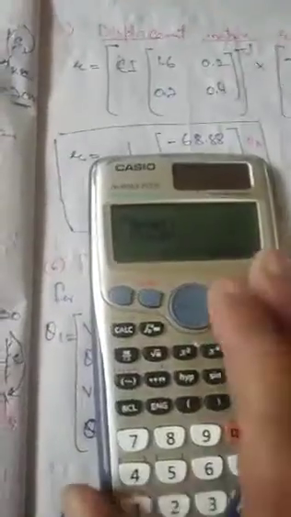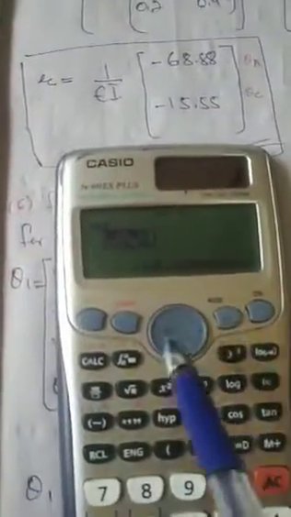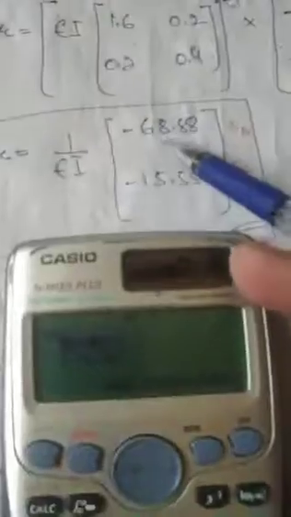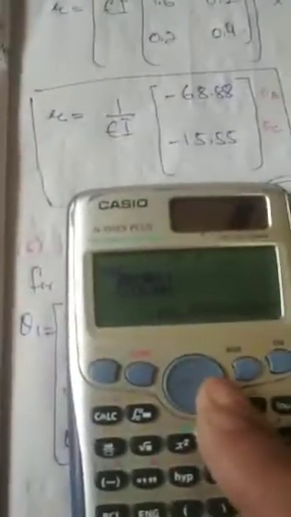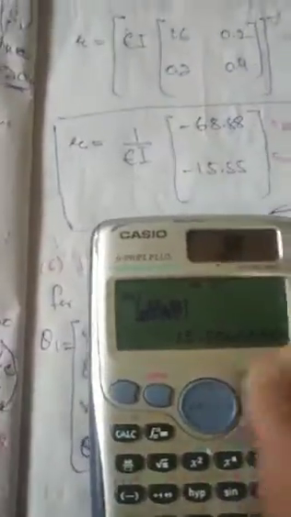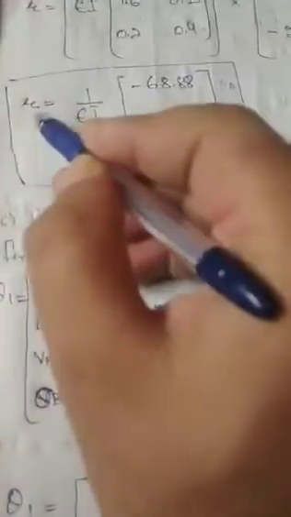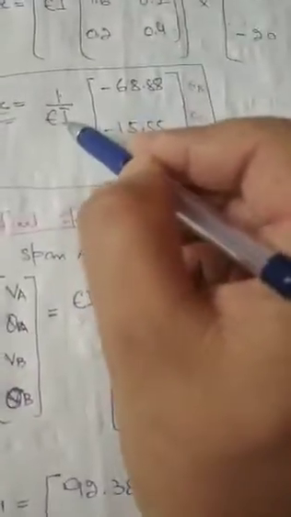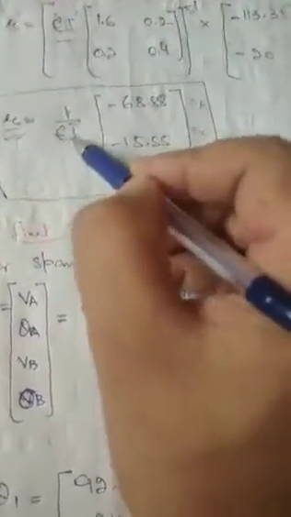We will get the values: minus 688.8 here, then the second value is minus 15.55. So we got the R values. Here it is 1 by E, so we will take this inverse; it will be 1 by E.